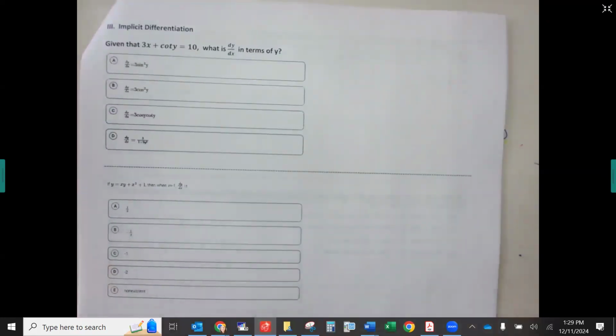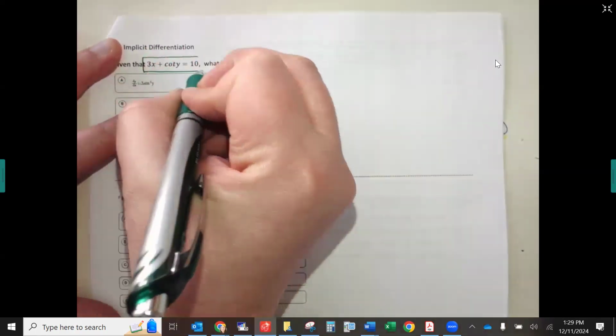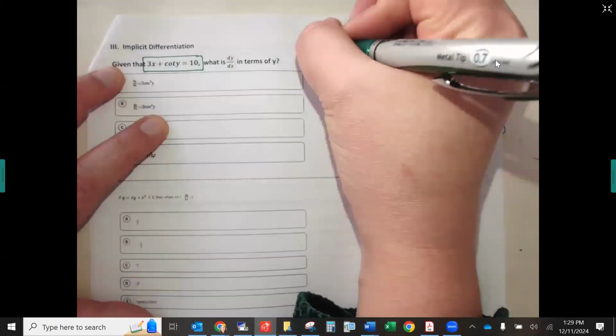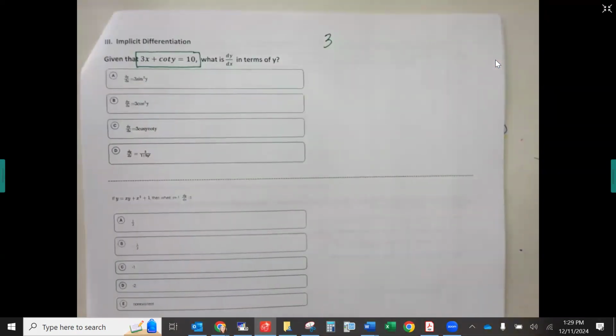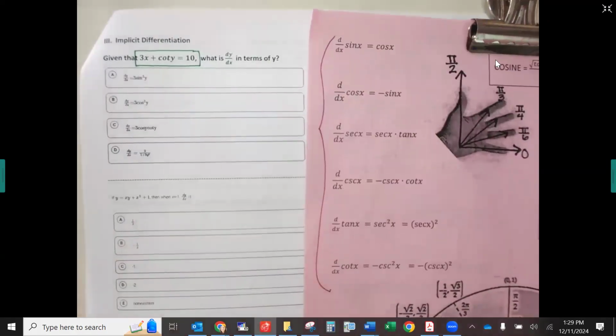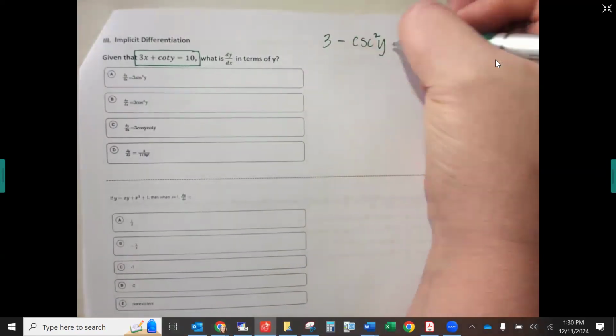Okay, so you have 3x plus cotan y equals 10, and we want to find dy/dx. So what is the derivative of the 3x part? 3. And then for the cotan, remember that you have a study sheet with all the derivatives on it. So I'm going to put mine here. Cotan is right here. What's the derivative? Negative cosecant squared. So it would be 3 minus cosecant squared y, and then what?